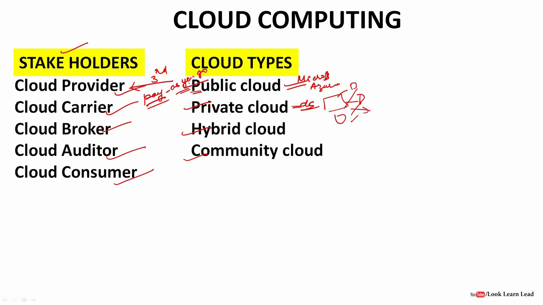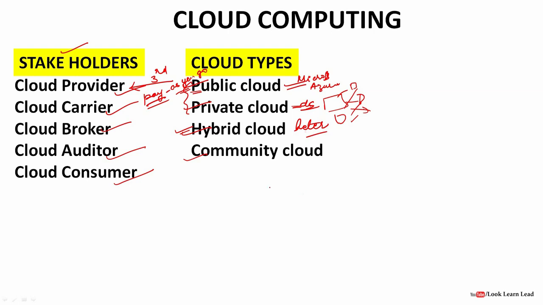Okay, the next is the hybrid cloud. Hybrid is the combination of public cloud as well as private cloud. So it is also sometimes called heterogeneous cloud. Because it is a combination of those two things, it takes the advantages of both the public cloud as well as the private cloud.